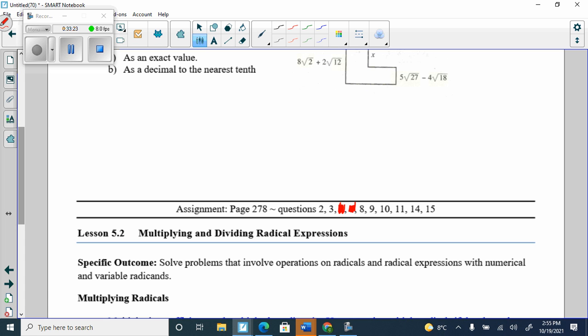Eight, I want you to do AB. 9, I want you to do AB. 10, when in Rome, AB. Oh, 11, 14, 15, there's more. 26, 30, 31 and a half, 42.